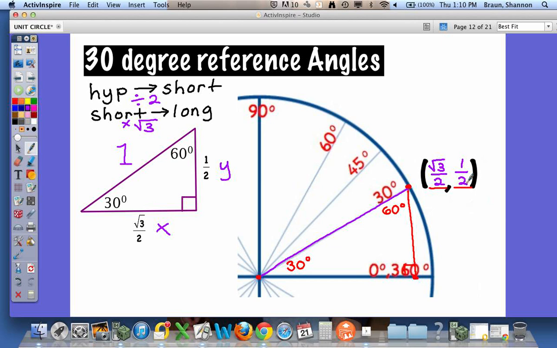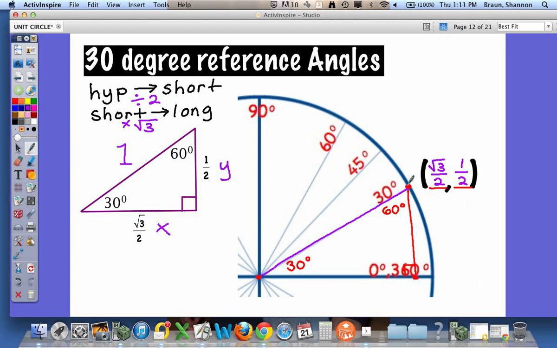Now take a look at this. If my y-coordinate is 1/2, and this is 1 from here to here, does this seem like it's about halfway right here? Yeah. If you were to plug radical 3 over 2 into your calculator, that's approximately 0.866, okay? If this is 1, does this seem like 0.866? Yeah. So there's that coordinate on our unit circle.